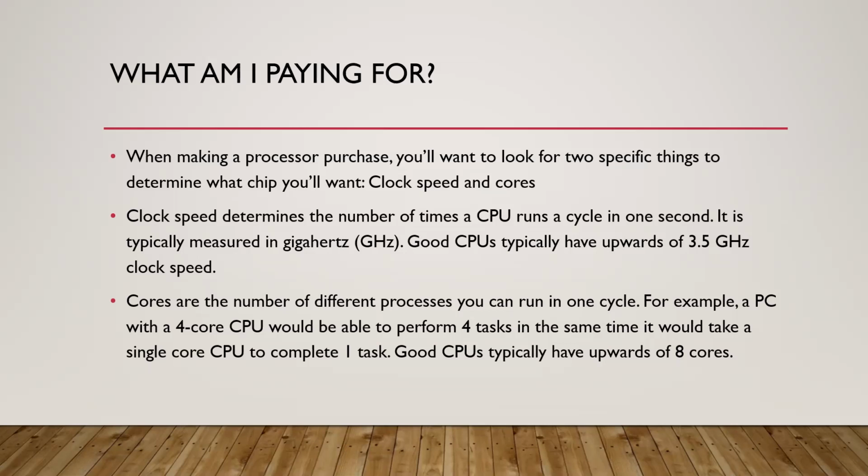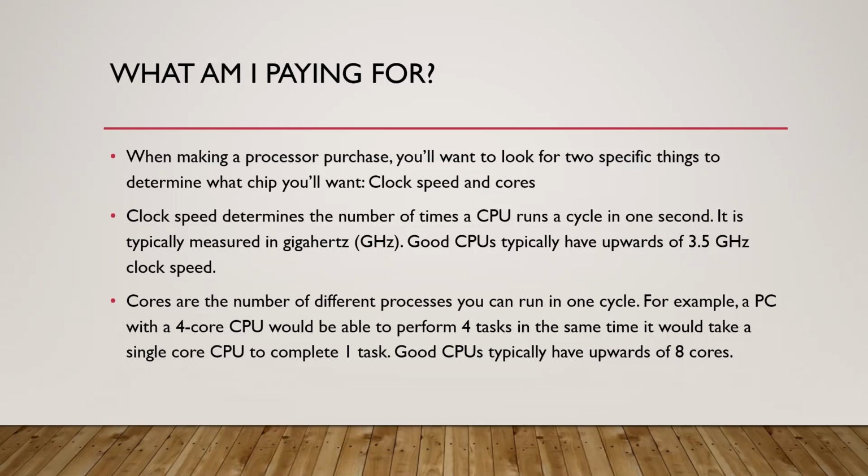So you're going to want to look for 2 specific things to determine the quality of the chip you're going to get. You're going to look at clock speed and how many cores it has. So clock speed determines the number of times a CPU runs a cycle in 1 second. It's typically measured in gigahertz. Good CPUs typically have upwards of 3.5 gigahertz clock speed. Usually you can get a little bit less and you'll be okay.